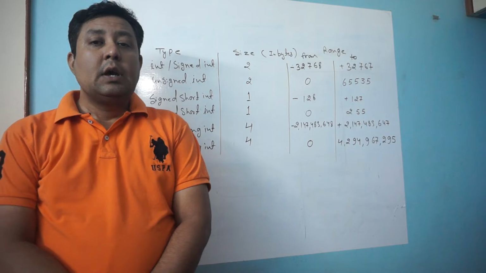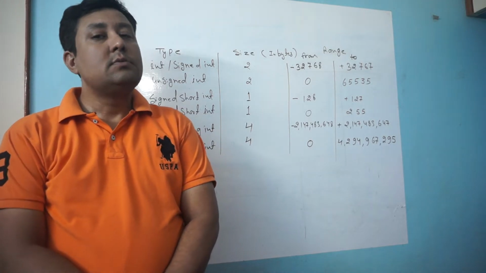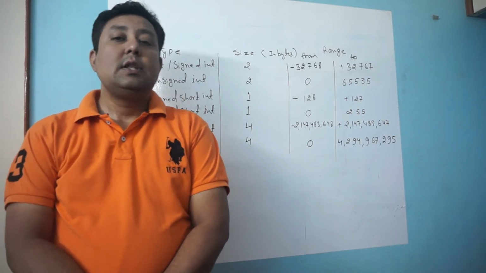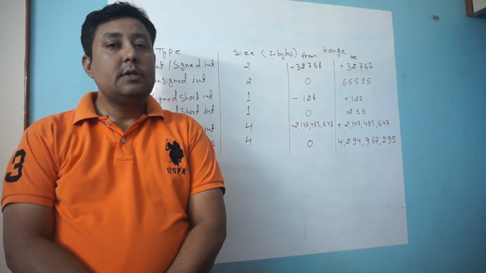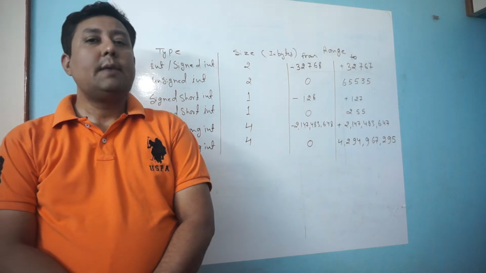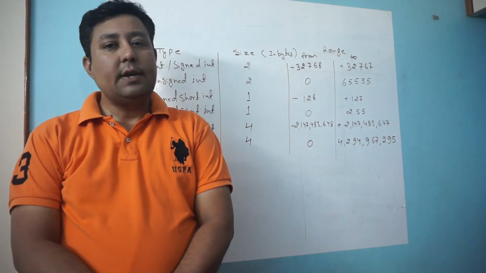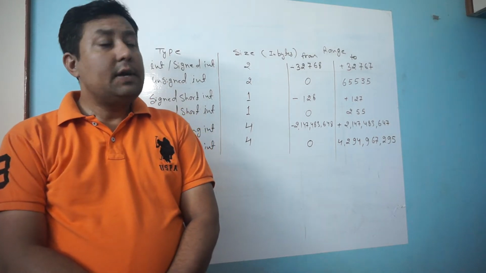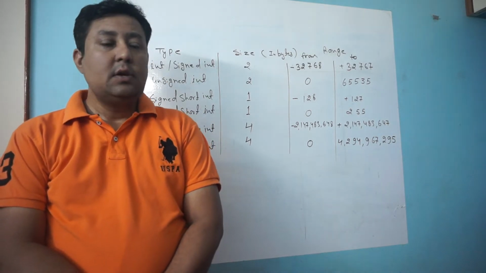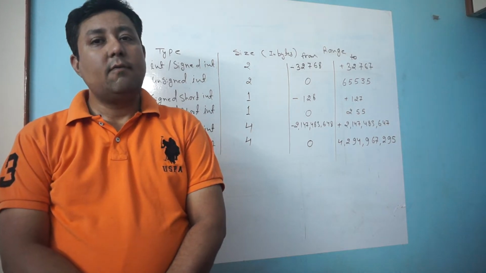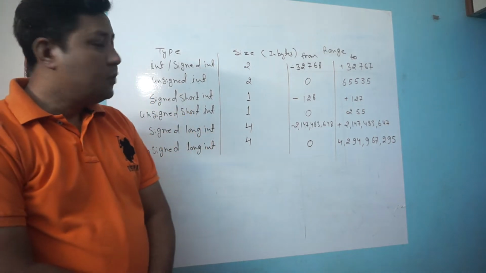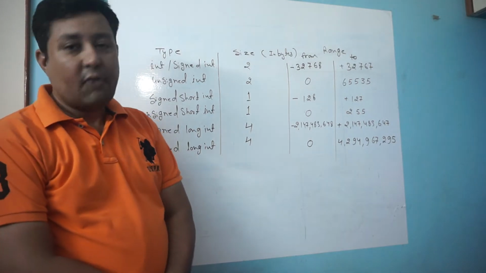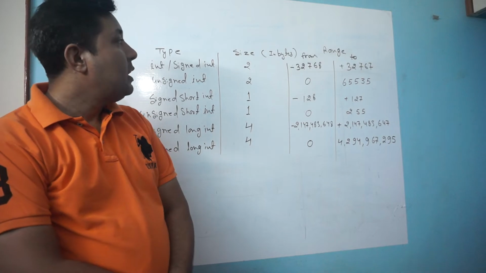I'm with you with a new video on integers. In the past few lectures, we considered the definition of data types and the categorization of data types, which are primary or fundamental, user-defined and derived data types. In the primary section, we divide the data types into four categories: integer, character, float and void. Now in today's lecture I am describing the fundamental or primary data type, integer.